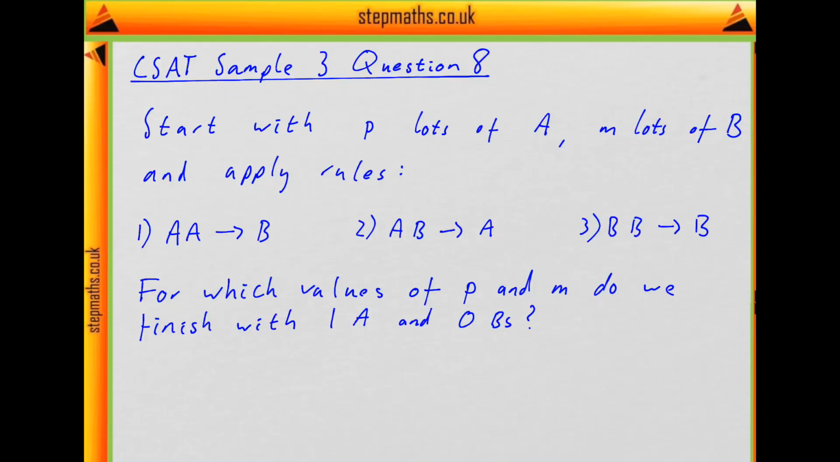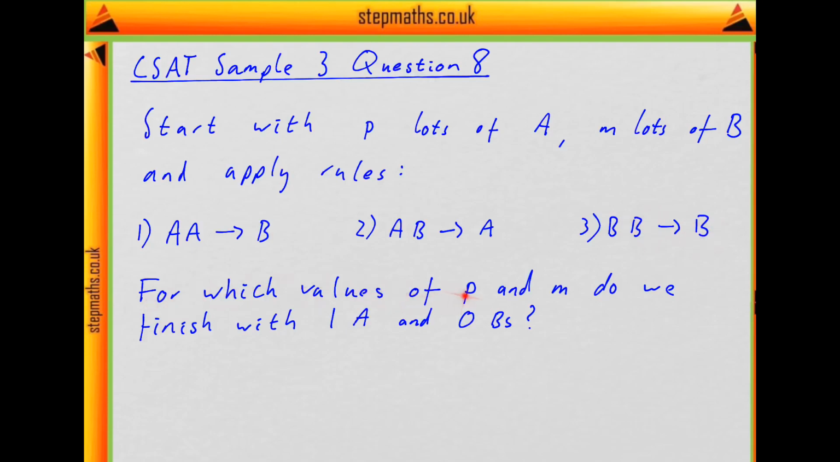This is question 8 from the third CSAT sample paper. In this question we start with P lots of the letter A and M lots of the letter B, all written on a whiteboard in no particular arrangement, and then we can apply rules to this set of letters. We can take two A's and replace them with a B, take an A and a B and replace them with an A, or take a B and a B and replace them with a B.